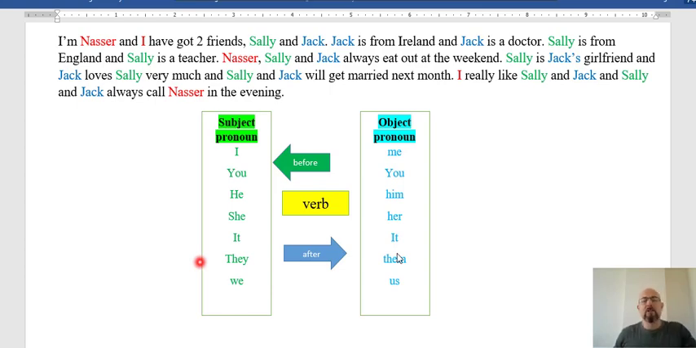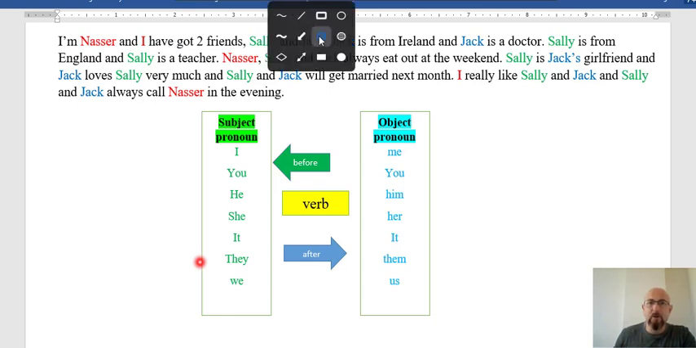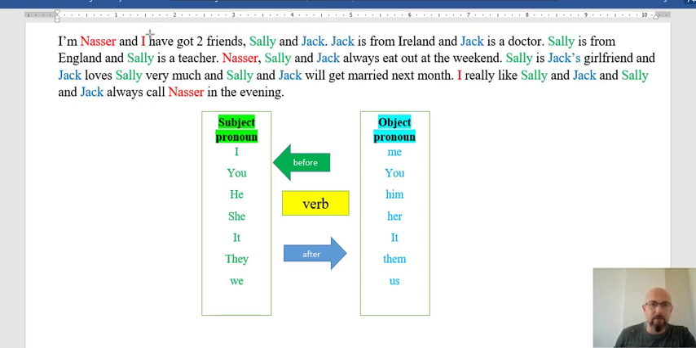How? Let's check here. For example, where's the verb here? I have got. So got is the verb. Before the verb we use I, we don't use me, because it's before the verb. We will mark it here. Before the verb: I, Sally and Jack. Then Jack is from Ireland. Of course, because this is the first time we talk about Jack alone, we say Jack. Jack is from Ireland and Jack is a doctor.